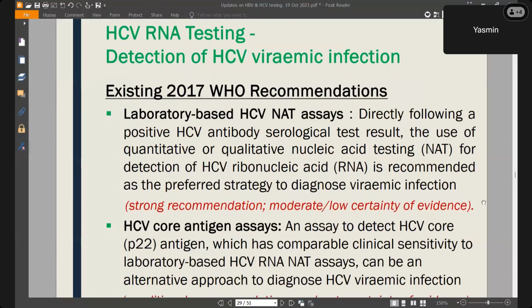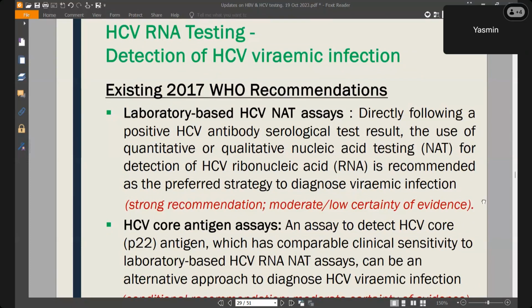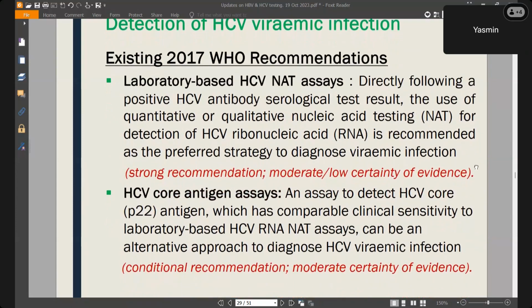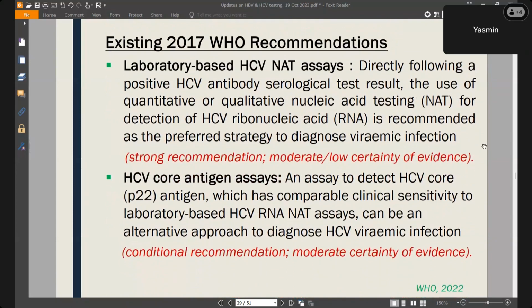Next slide. Okay, so this is what I'm talking about. Way back in 2017, the use of RNA testing to detect presence of HCV viral infection had two options. One is the lab-based HCV NAT assay, all right? In other words, basically you're talking about quantitative HCV RT-PCR, all right? Strong recommendation, moderate to low certainty of evidence. But an alternative, of course, is to detect HCV core antigen. The antigen is actually protein P22, all right? Because it has comparable sensitivity. Okay, in terms of recommendation, back then it was still a conditional recommendation, but definitely moderate certainty of evidence.